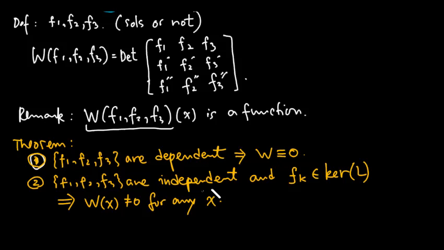It's not just identically 0 or not identically 0. In this case, it's stronger. It actually never hits 0. So this is the statement. From there, we have a contrapositive statement. So if we have the values of the Wronskian in here, we can conclude about dependence and independence. So that's where it actually uses the Wronskian in the context of differential equations.